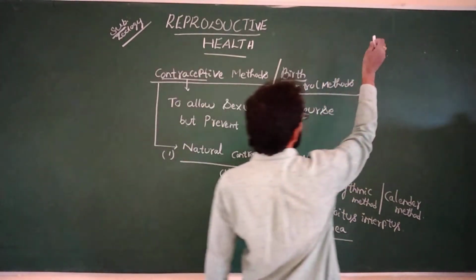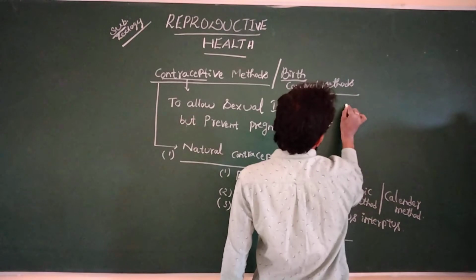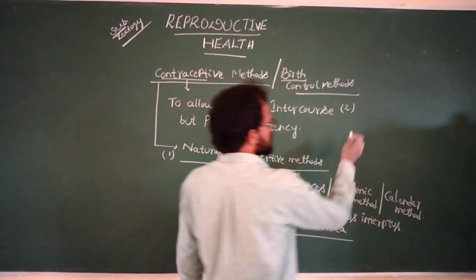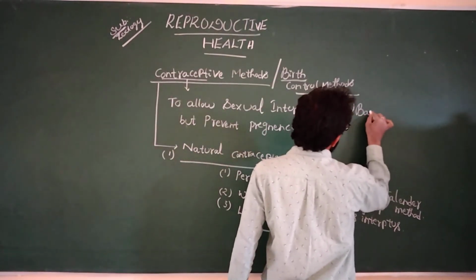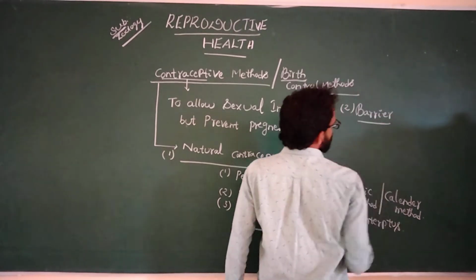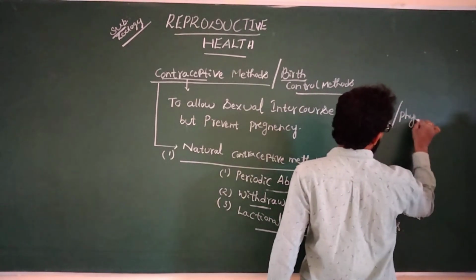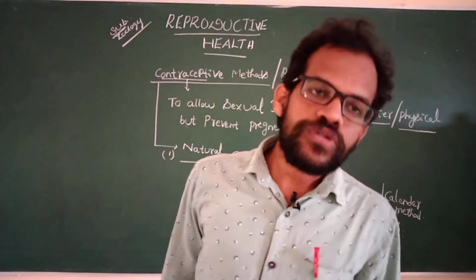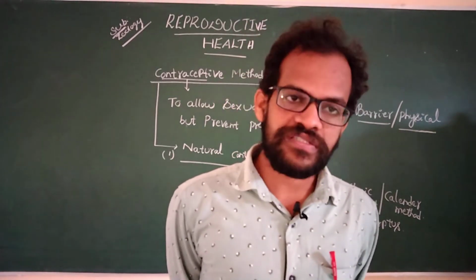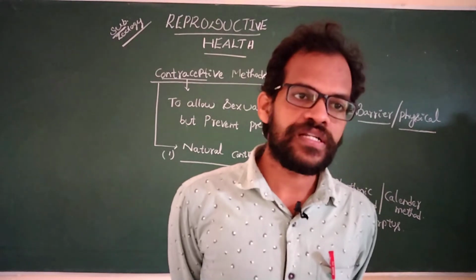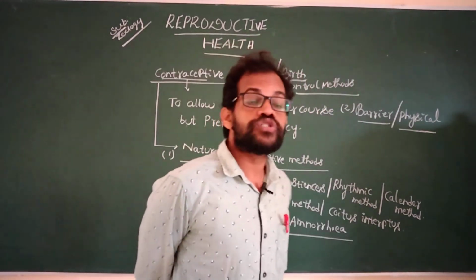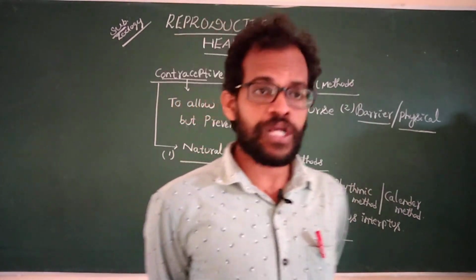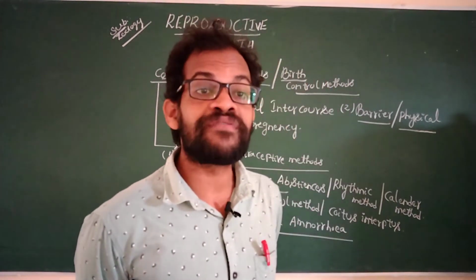Coming to the second method. After the natural methods, the next methods are barrier methods. These barrier methods are also called physical methods. Couples who participate in sexual intercourse but do not want children use these barriers, such as male condoms or female condoms, to prevent pregnancy.